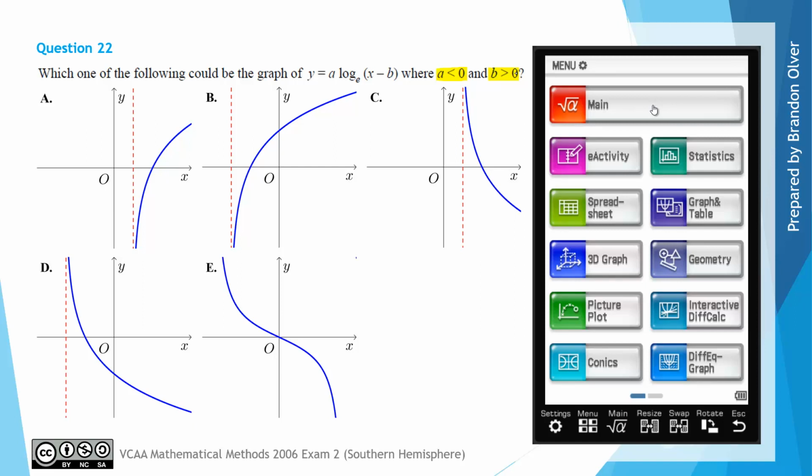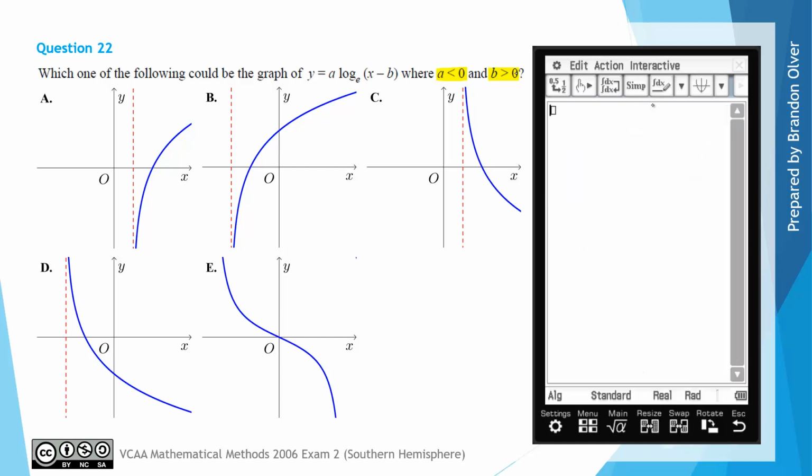So on the CAS calculator, go into the main menu. Next, we're just going to pick a couple of values for a and b that satisfy the conditions that are given. So a must be less than 0, so I'm going to choose negative 2 as a possible value of a.